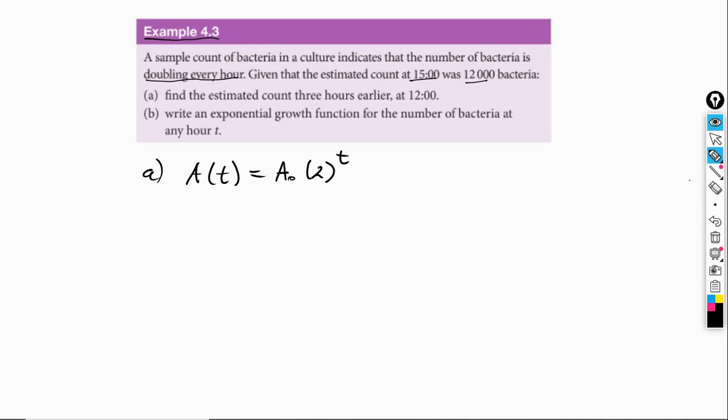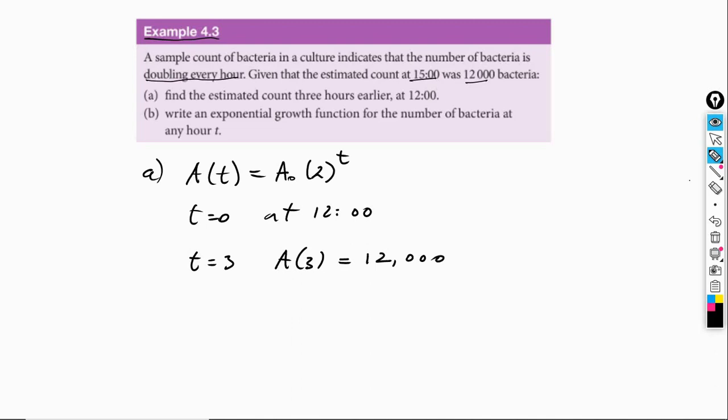So since they want us to find the amount of bacteria that was there at noon, that means 3 hours went by, right? So let's look at it this way. Let's say that t equals 0 occurs at noon. And 3 hours later, at t equals 3, we get that the amount after 3 hours is equal to 12,000.